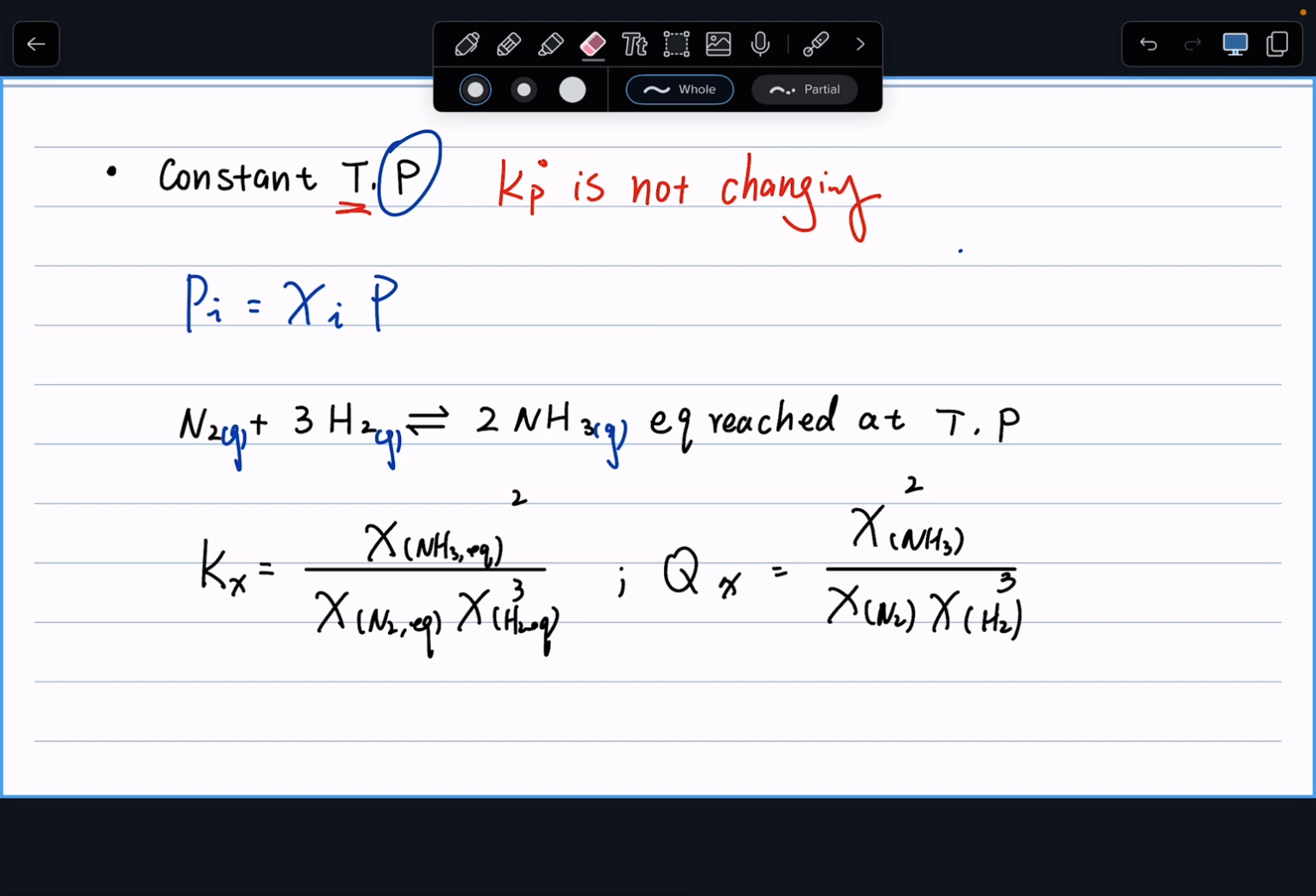Okay, coming back to what we have. In this case, we calculated our reaction quotient. And if we compare our reaction quotient here, we have my reaction quotient larger than my equilibrium constant. And what does that mean?